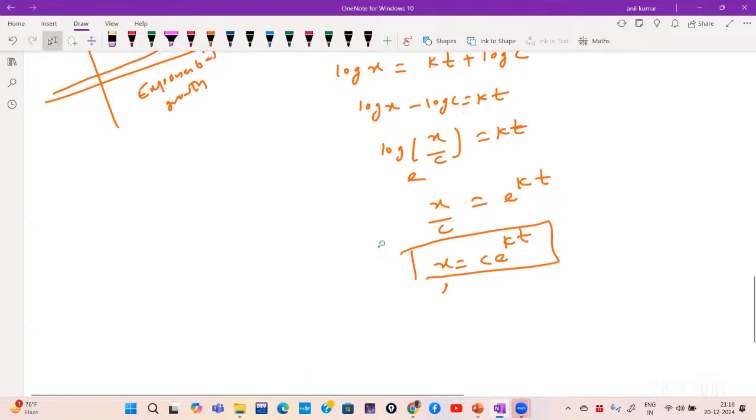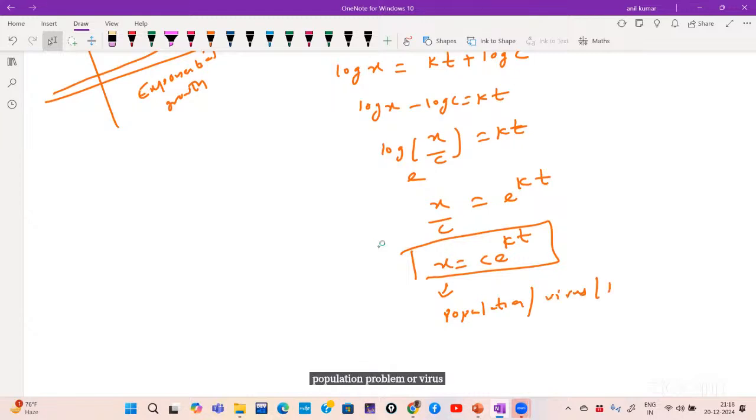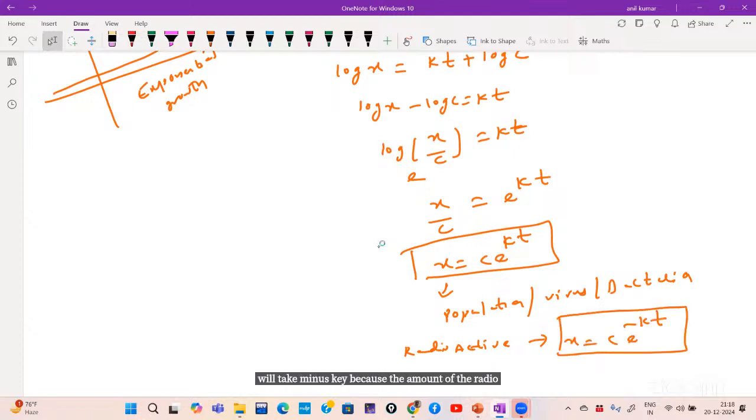We use this formula for population problems or virus or bacterial growth. But if it is a radioactive material, we take minus k, because the amount of the radioactive material will reduce when the time increases.